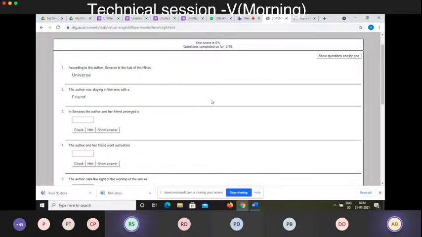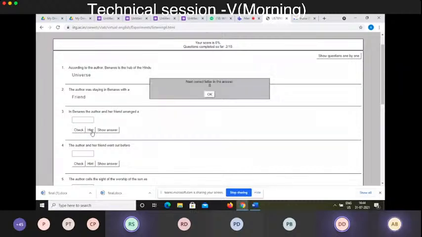Question number three. In Banaras, the author and a friend arranged a. What did they arrange? The author and her friend, they arranged a. Sir, shall we go for the hint? Okay, I'm going for the hint. The answer starts with the letter B.